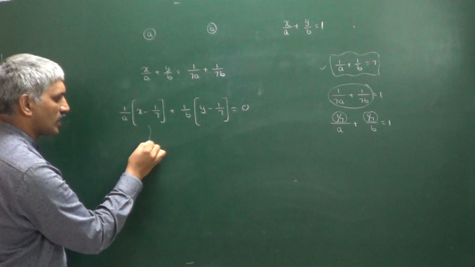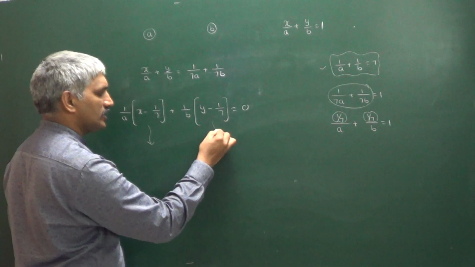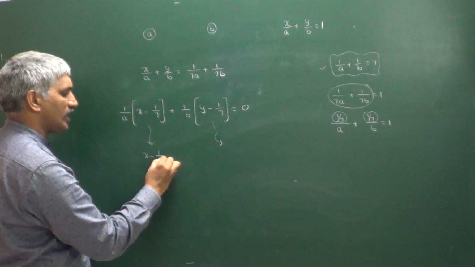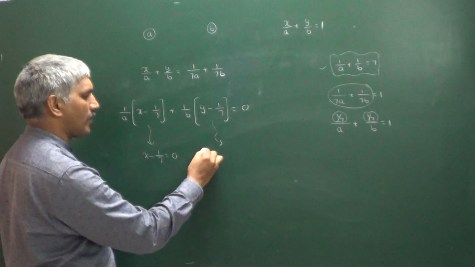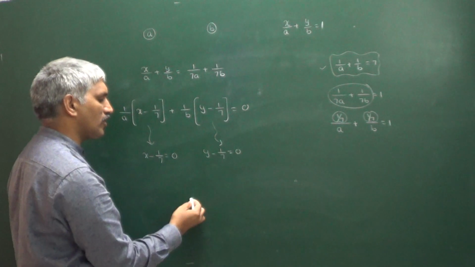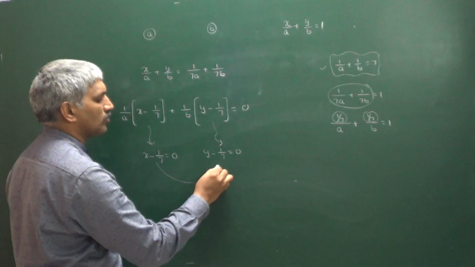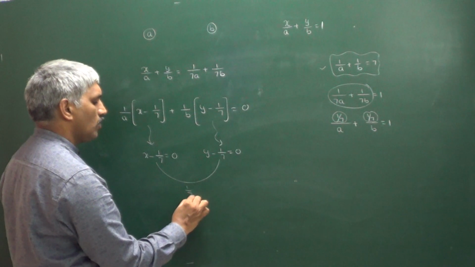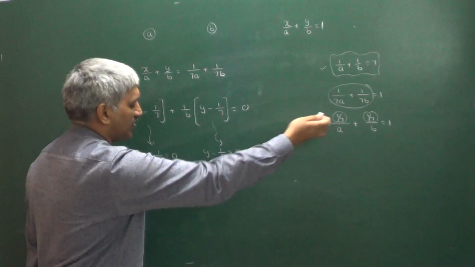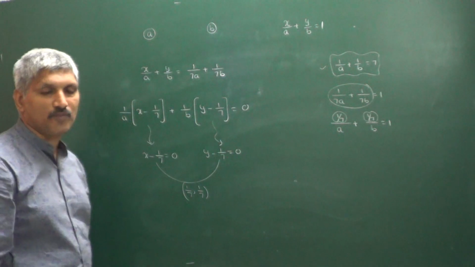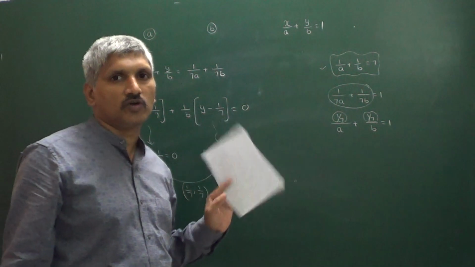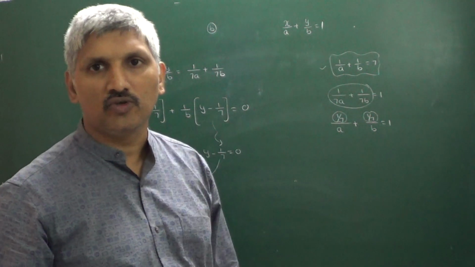Now this is one line in the family, and this is another line in the family. x minus 1 by 7 is equal to 0 is one member in the family. y minus 1 by 7 is equal to 0 is another member in the family. These two lines' point of intersection is (1/7, 1/7). That is the direct method. This is the other way of approaching the same question, right? Really these are beautiful questions in view of the objective exam.